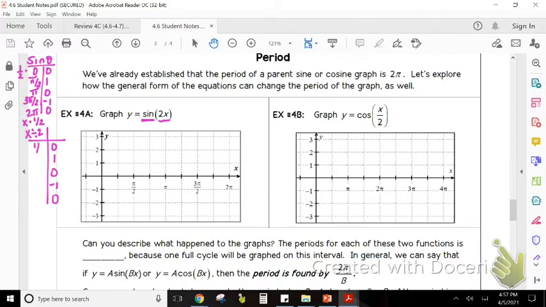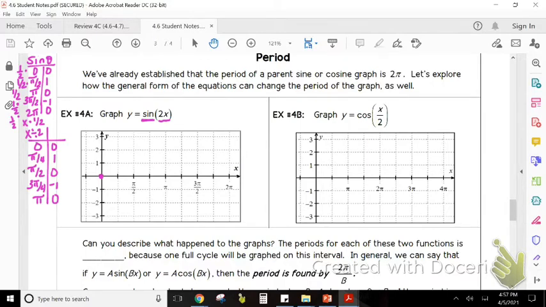So 0 times 1/2, whoops, I'm thinking ahead. Pi over 2 times 1/2 is pi over 4. Pi times 1/2 is pi over 2. 3 pi over 2 times 1/2 is 3 pi over 4. And then 2 pi times 1/2 is just pi. And so when we go to graph that, we got 0, 0.